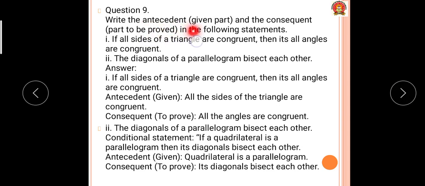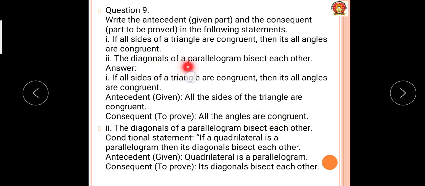Now write the antecedent, that is the given part, and the consequent, the part to be proved. Given part in a theorem: two conditions means two things are there. First it is given and second we have to prove. So this given part is called an antecedent and the part which is to be proved is called a consequent. If all the sides of a triangle are congruent, what is given here? Sides of the triangle are congruent. What do we have to prove? All angles are congruent. So the antecedent of the first statement is that all the sides of the triangle are congruent, and the consequent is that all the angles are congruent.